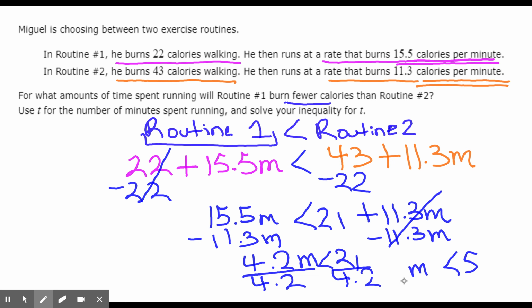But if I submit this answer as is into ALEKS without being thorough, it's going to tell me I'm incorrect. Why do you think it's going to tell me that this answer is incorrect? Why? Take a second and think about that.